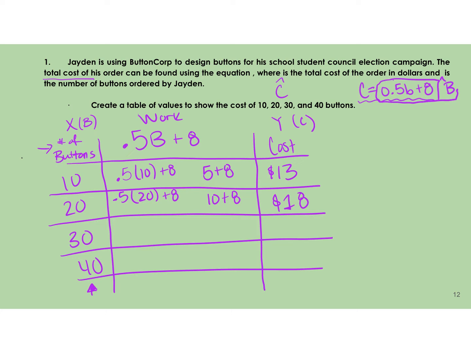Keep going. Half of my buttons, which is 30. Half of 30 is 15. If I add 8, that's $23. For 40 buttons, I take 0.5, plug in my buttons, which is 40, add 8. Half of 40 is 20. 20 plus 8 is $28. So they said create a table to show the cost. We did that, so we're done with this part.